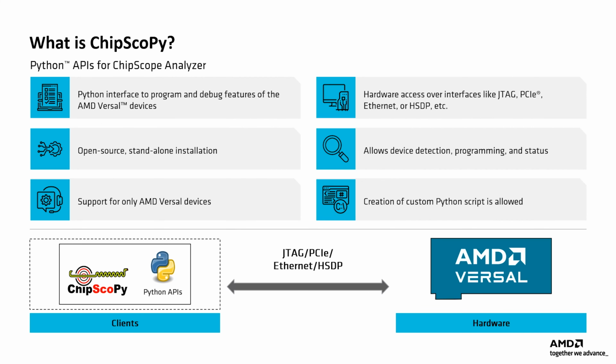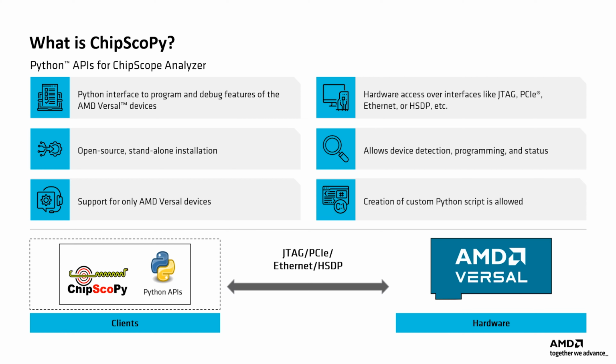ChipScoPy stands for ChipScope Python. This package provides a simple Python interface to program and debug Versal devices. ChipScoPy APIs have a 100% Python code base, which is free and open source on github.com. It is a standalone installation, which means the Vivado tool is not required to use it.